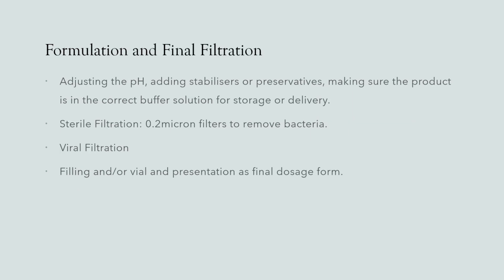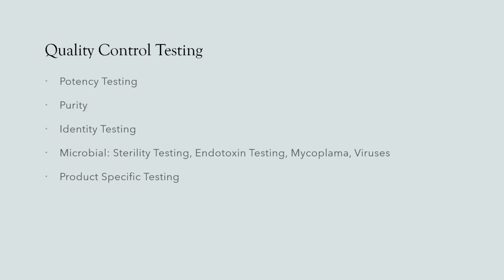Basically you just want to ensure you get your final formulation. You might need to adjust your pH. You might need to add stabilizers. It would be specific to your product. You might perform an additional sterile filtration to remove any bacteria, so that would be 0.2 micron filters, or you might perform an additional viral filtration. I don't think that you'd perform that at the later stage. And you'll then do your filling of your vials, or filling into bulk containers, and before freezing or presentation in its final dosage form.